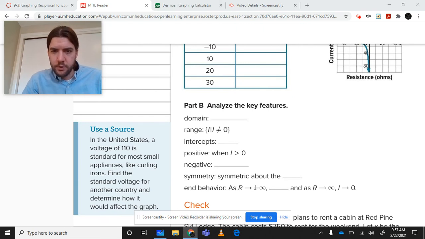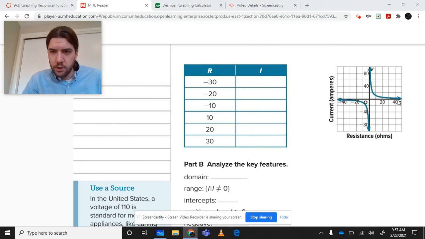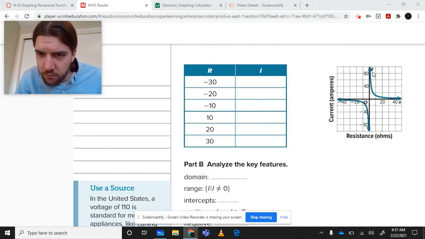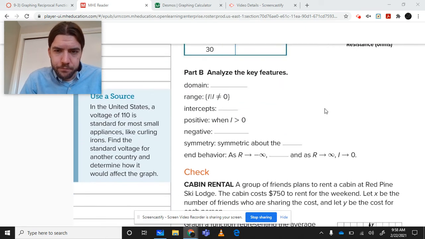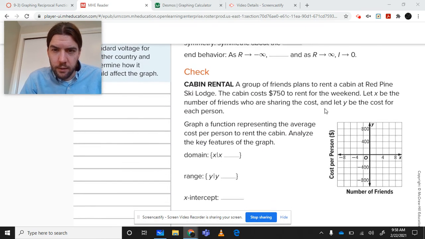As R approaches negative infinity or as R approaches infinity, in either direction on our variable axis, as we go out to the right or to the left, we approach a voltage of 0. I don't think that should say V. That should say I up there. They mislabeled that. It should approach a current of 0. Okay, and that's all there is to it.